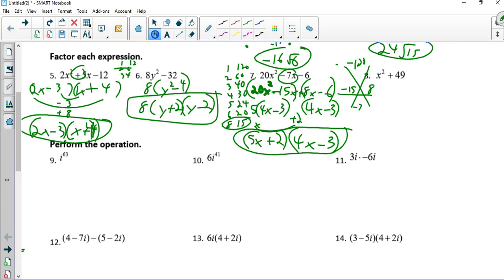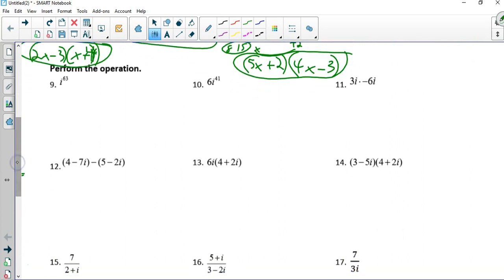Alright, number 8, pretty simple. It's a sum of two squares. It's going to look just like a difference of two squares. That's first, x plus 7 and x minus 7. The only thing is, since it's a sum, I need to throw in my i's.